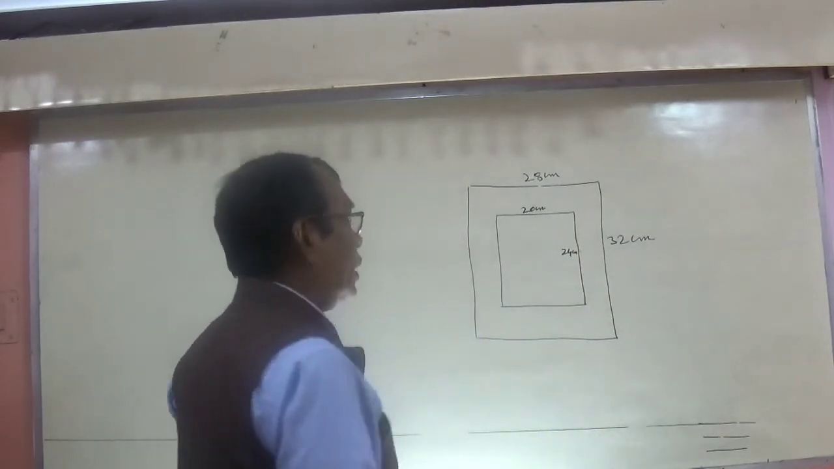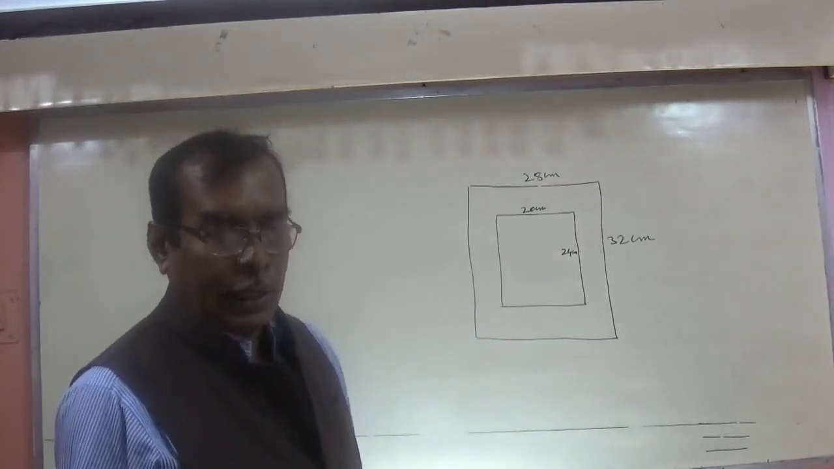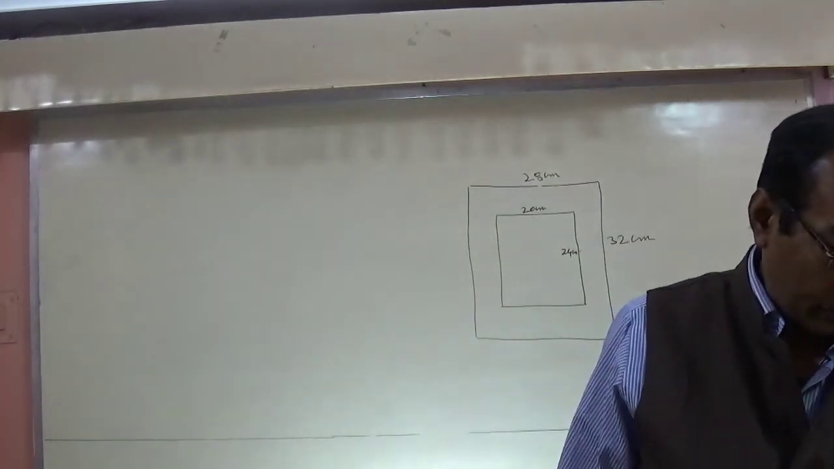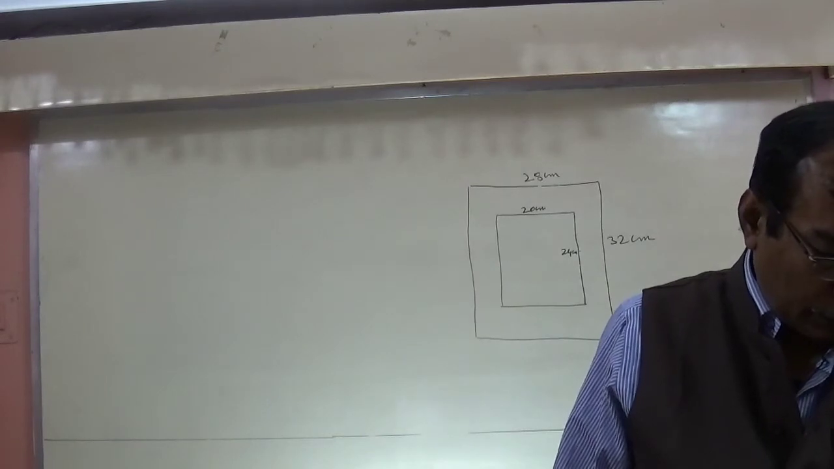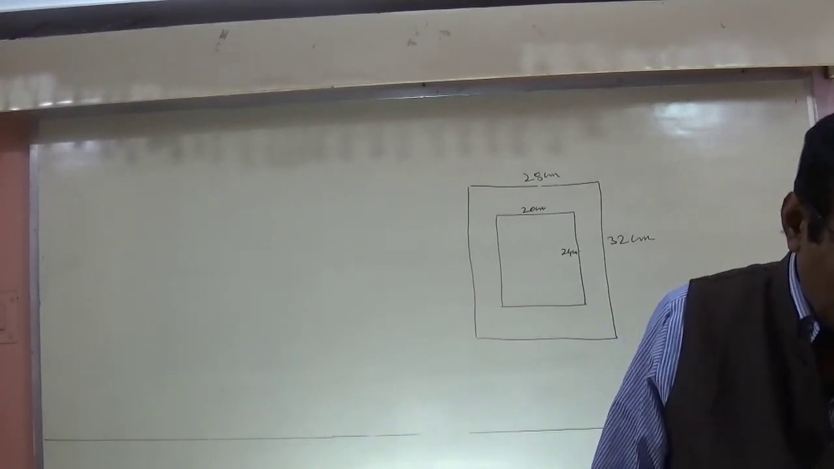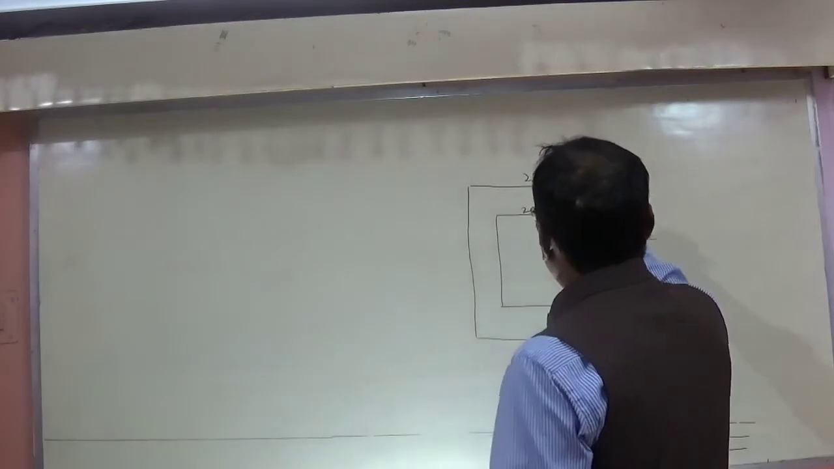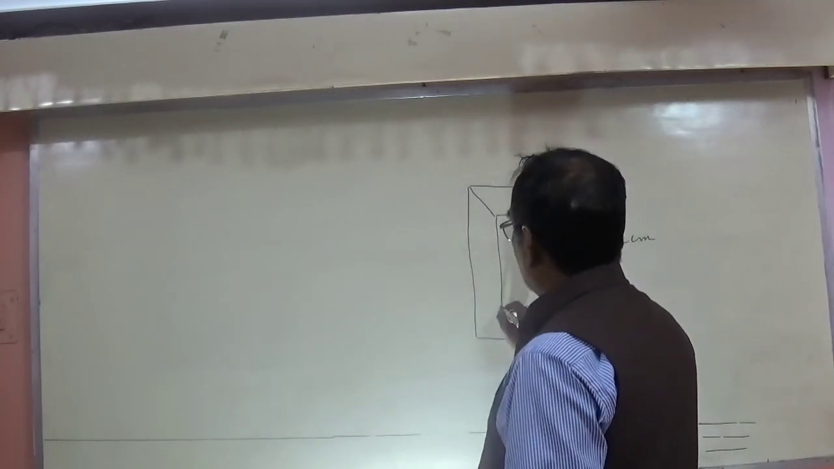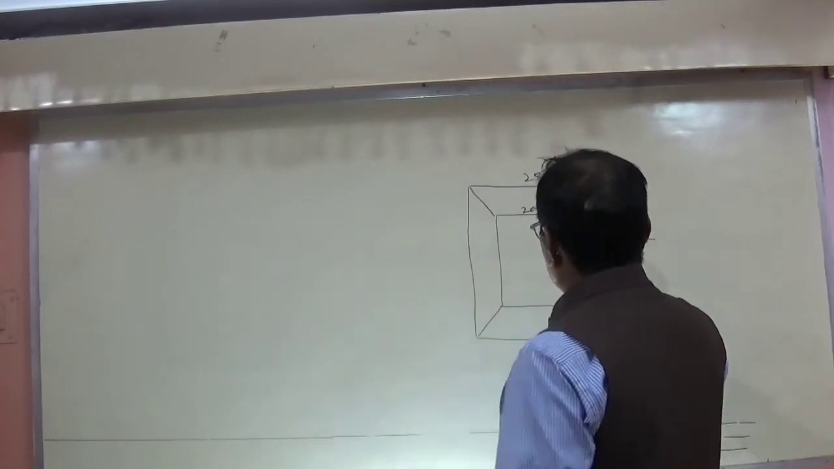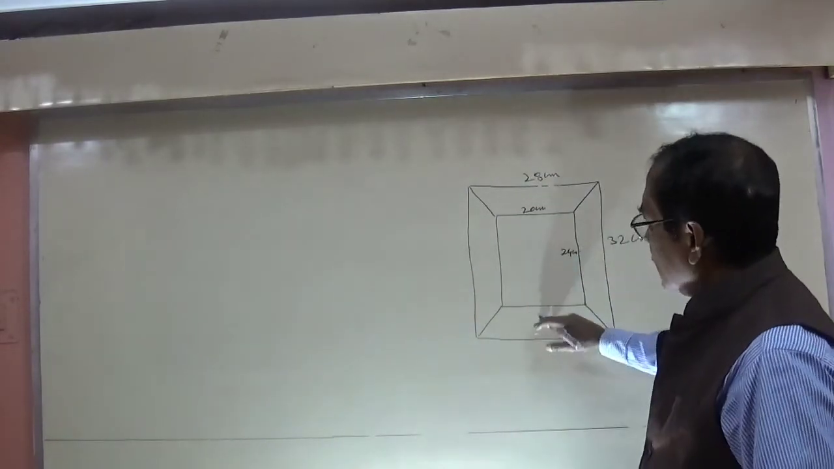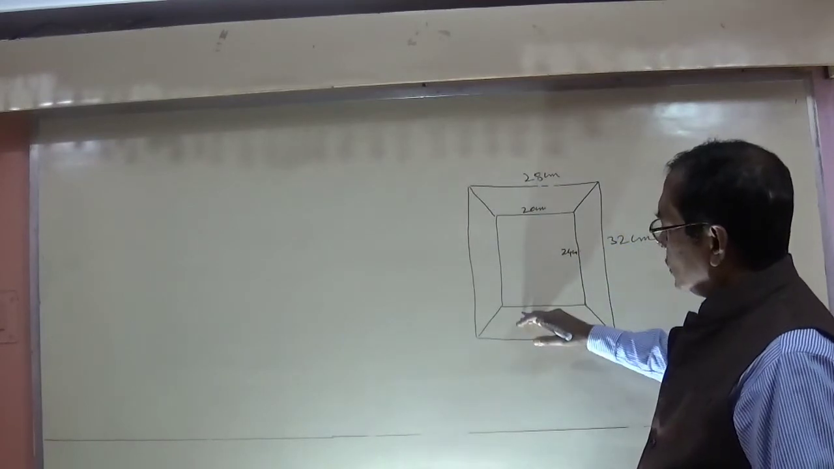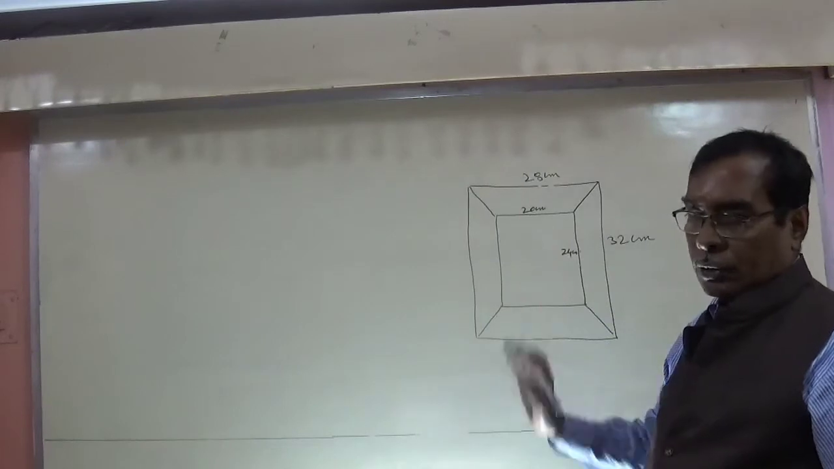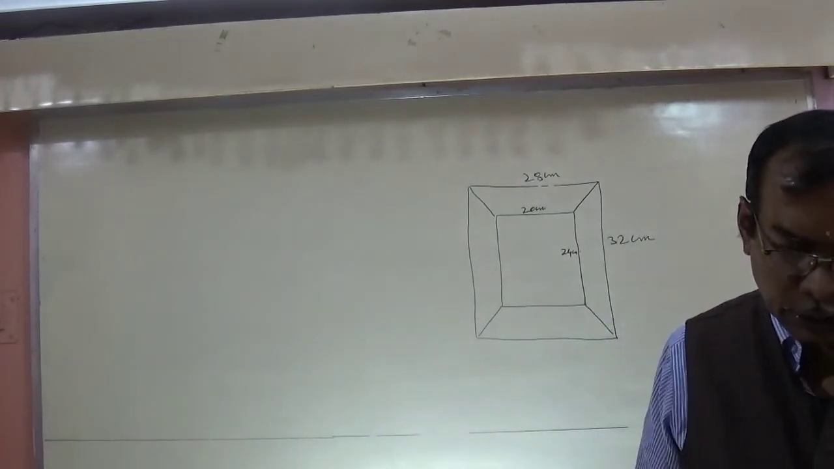What you will have to find? You have to find the area of these borders. Find the area of each section of the frame. That is, you have to find the area of these 4 sections one by one. 1, 2, 3, 4. Obviously, this and this section are congruent. If you find one section's area, the other will be equal, and these 2 sections also are equal. So only one section you have to find.